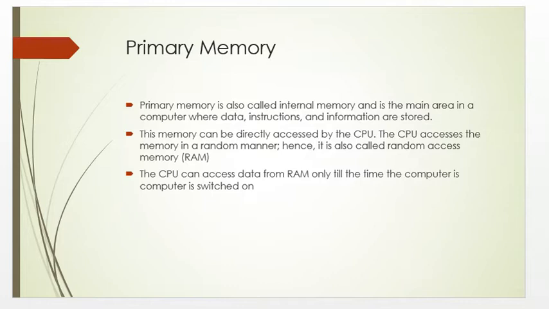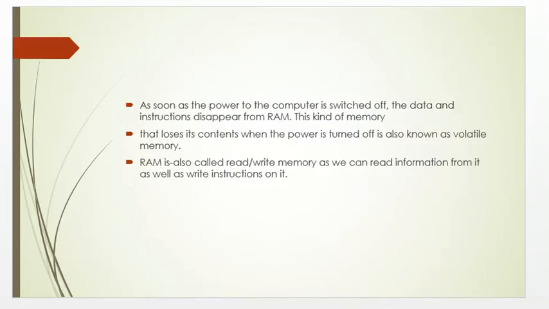The CPU can access data from RAM only till the time the computer is switched on. So basically, in RAM, we can access the data only till the computer is switched on. It cannot store the data permanently. As soon as the power to the computer is switched off, the data and instruction disappear from RAM. This kind of memory that loses its content when the power is turned off is known as volatile memory. RAM is also called read and write memory as we can read information from it as well as write instructions on it.